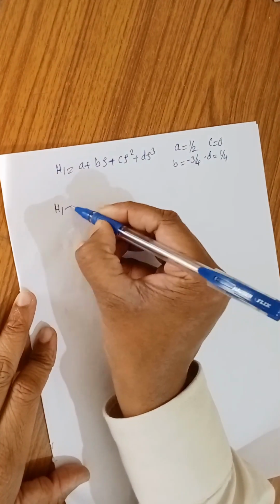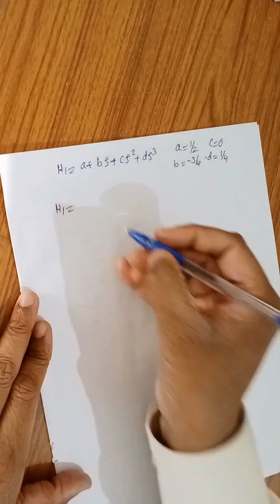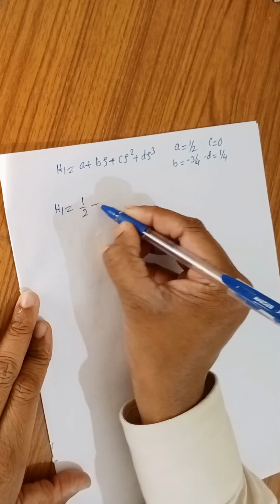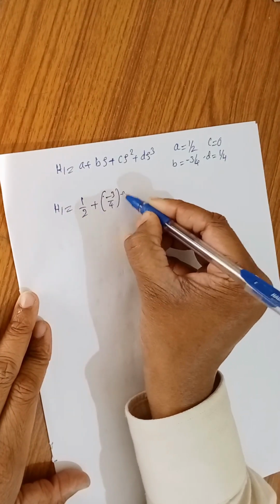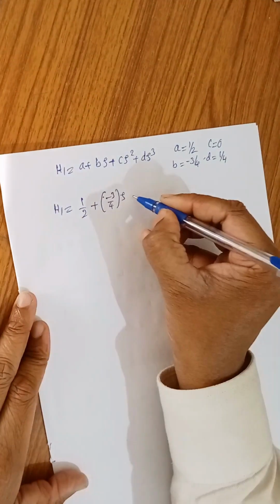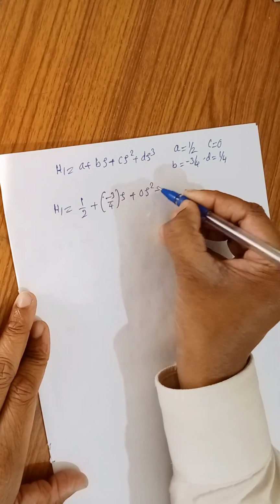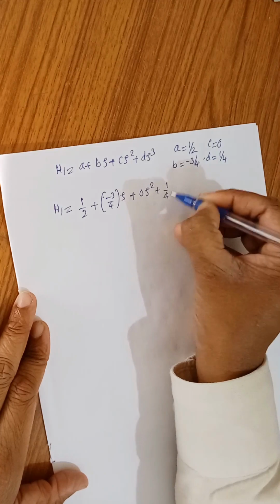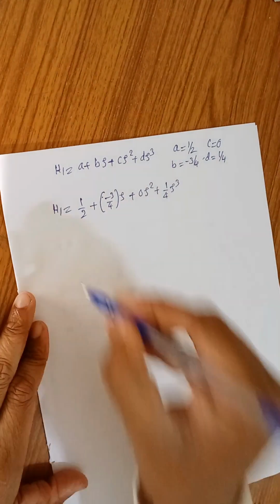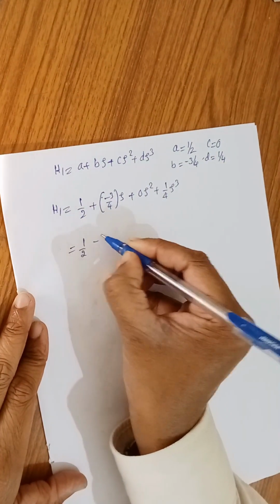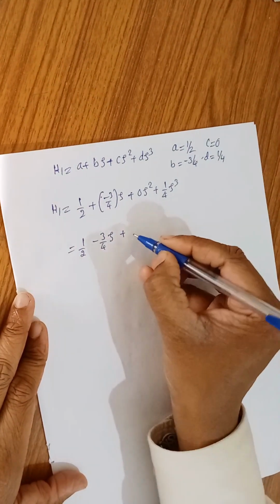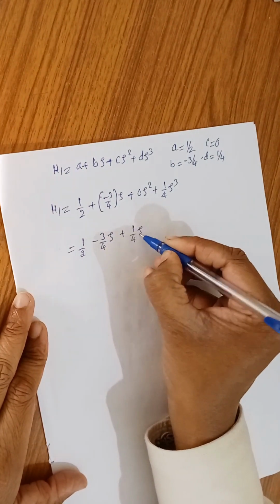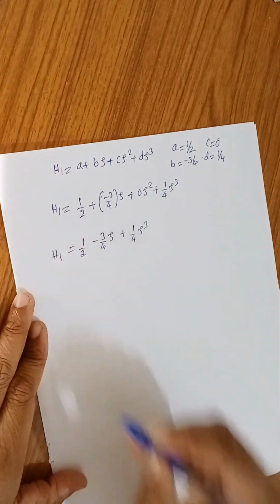I'm going to get h1 equal to, substituting those a, b, c, d values, half plus b, which is minus 3 by 4 zeta, and the c value is 0, so 0 zeta square, plus 1 by 4 zeta cube. So I'm going to get half minus 3 by 4 into zeta plus 0 zeta square, which is 0, plus 1 by 4 zeta cube. So this is going to be h1.